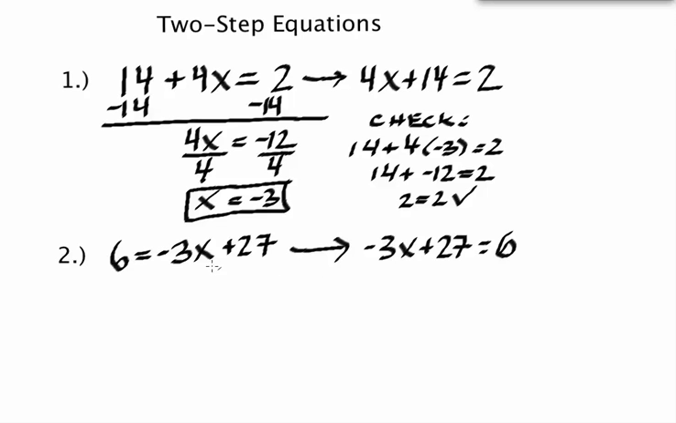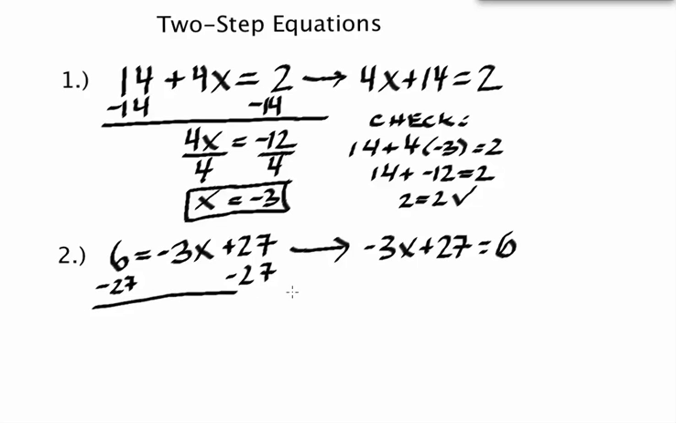I'm going to solve it the way it was originally written to show that you can do it just the same. Again, like the last problem, we are going to look for what's being done to x. We're adding 27. We're going in reverse order of operations. So to undo adding 27, I'm going to subtract 27 from both sides. Minus 27 and minus 27.